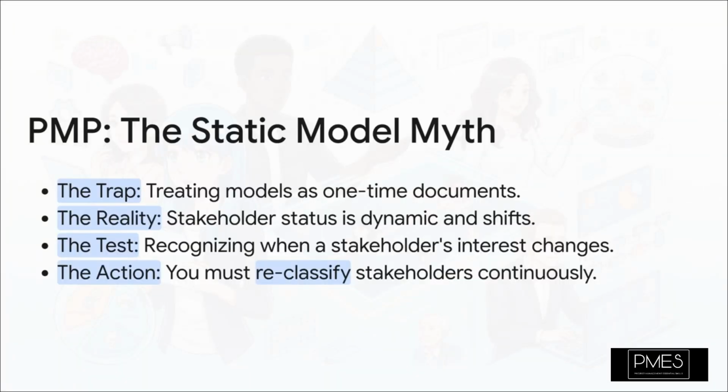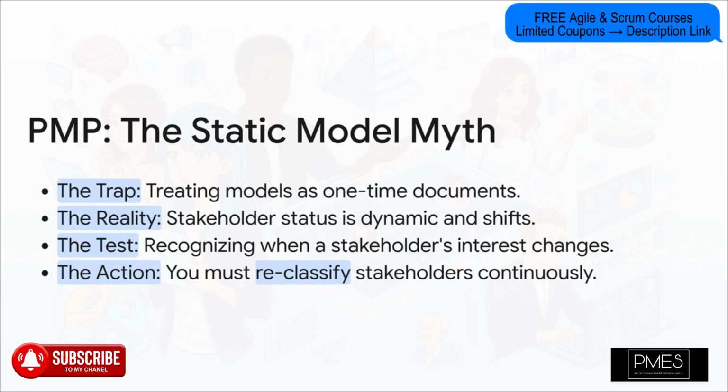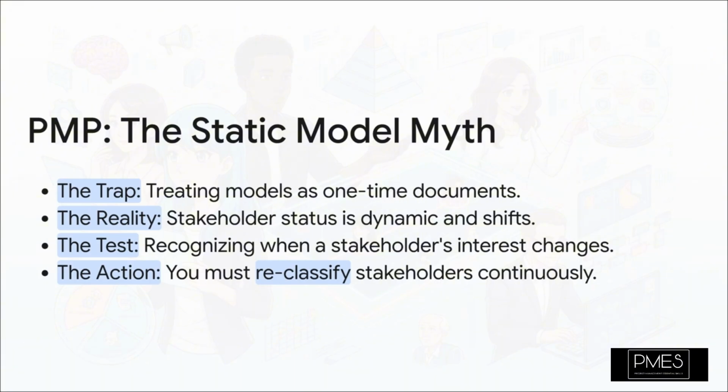So the biggest trap they'll set for you on the exam is what I call the static model myth. It's the mistake of thinking your stakeholder map is a photograph instead of a live video feed. You'll get a scenario question where some low-interest stakeholder suddenly gets very interested because the project moved into a new phase. The test is checking one thing. Do you realize that your analysis has to be continuous? These models are living documents. If you don't update them, your strategy is already out of date.